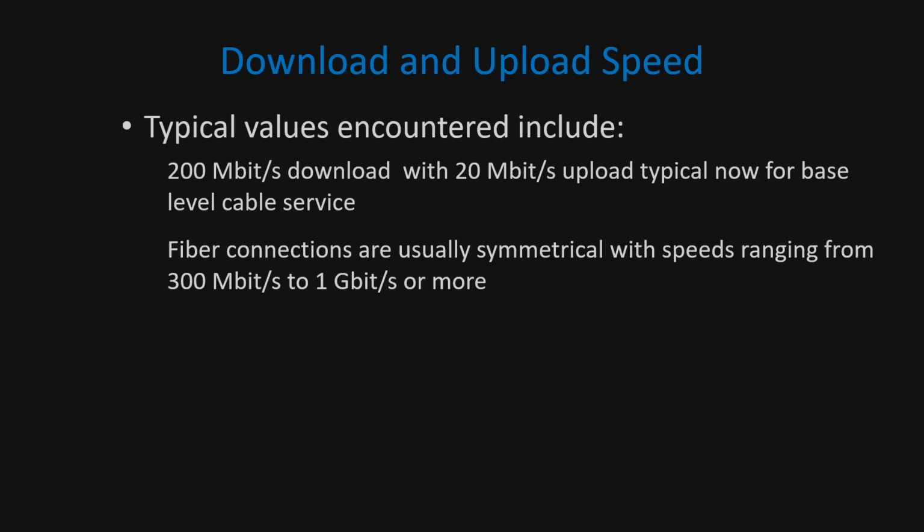Fiber usually provides symmetrical speeds. Usually they market 3 different tiers of service. 300 megabits per second will be your lowest tier. A mid-tier level will usually be around 500 or 600 megabits per second. Finally, you'll see a 1 gigabit per second plan.